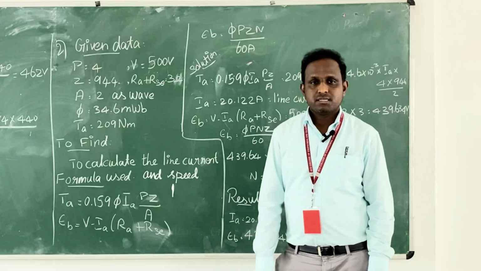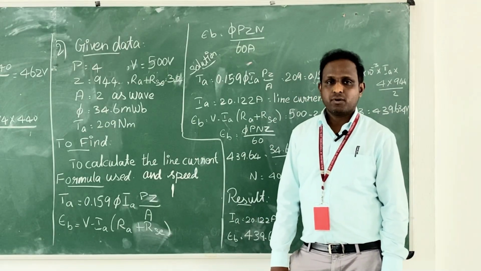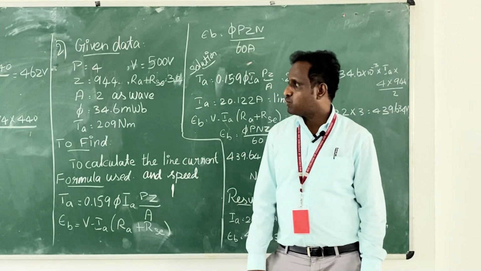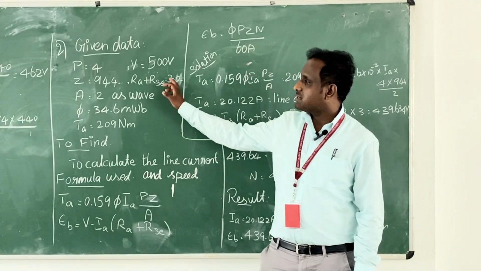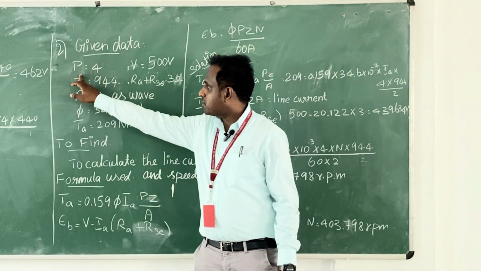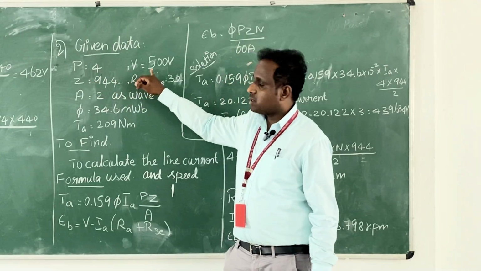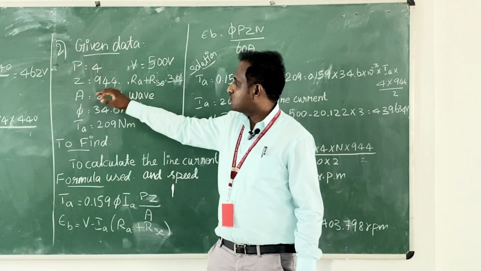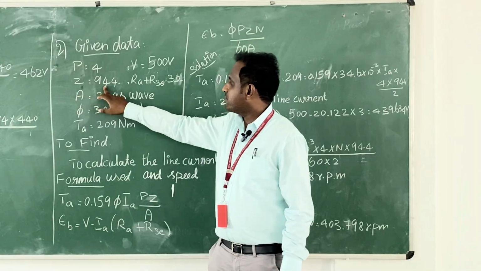Today we are going to see a problem on a DC series motor. The parameters given are the number of poles is equal to 4 and the terminal voltage is 500 volt. The number of conductors Z is 944.